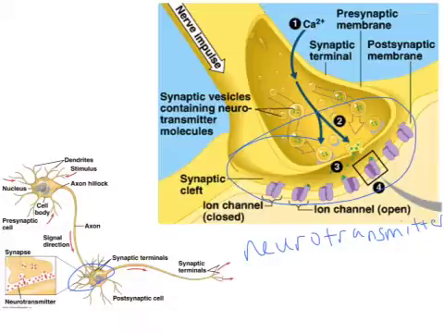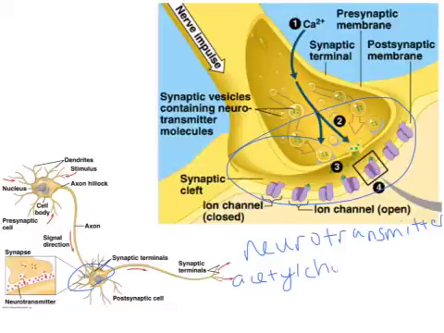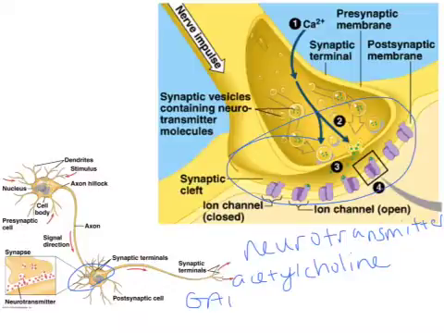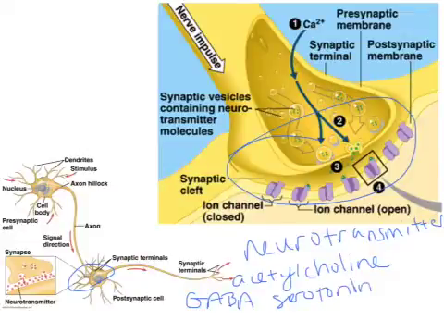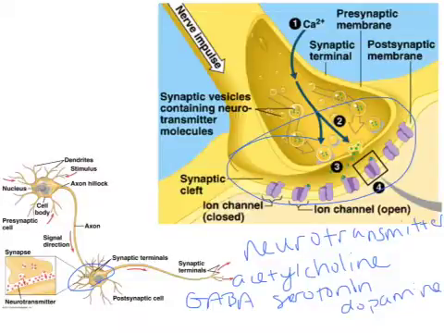Okay, so we've got a wide variety, like I said, of neurotransmitters. We're going to spend most of our time on one called acetylcholine. Some others that you should maybe know exist are things like GABA, serotonin, endorphins, epinephrine, norepinephrine, and dopamine. That's the one that's missing in people that have Parkinson's disease. They're not secreting enough dopamine.